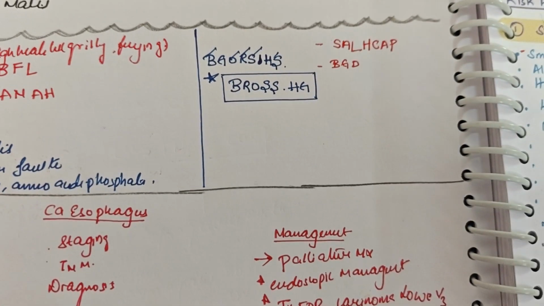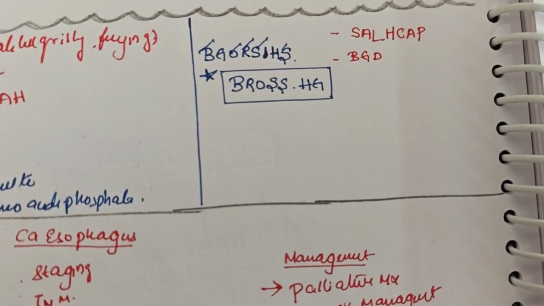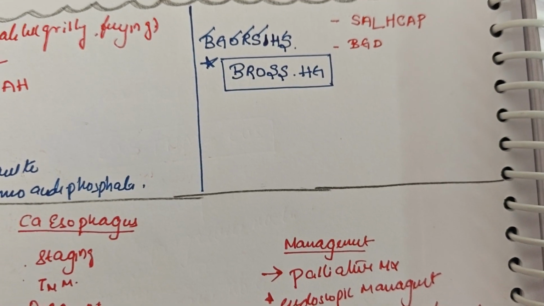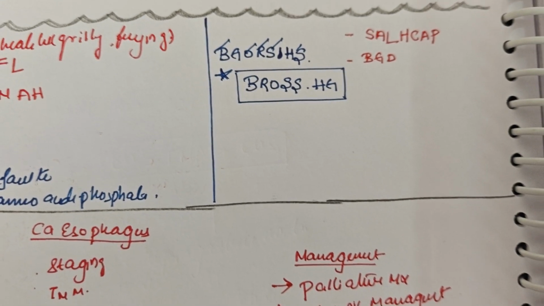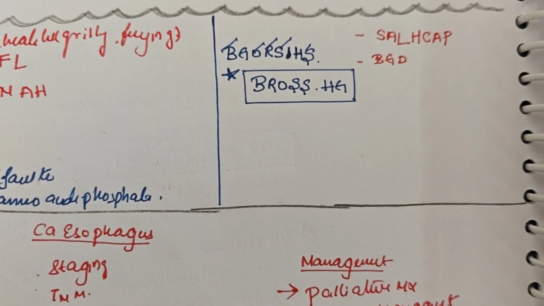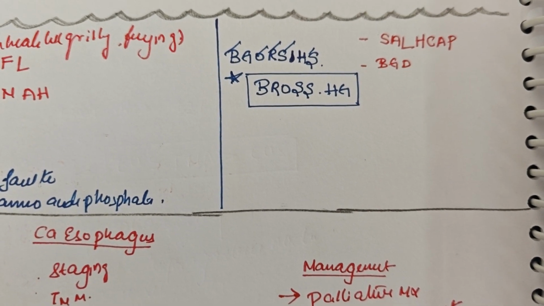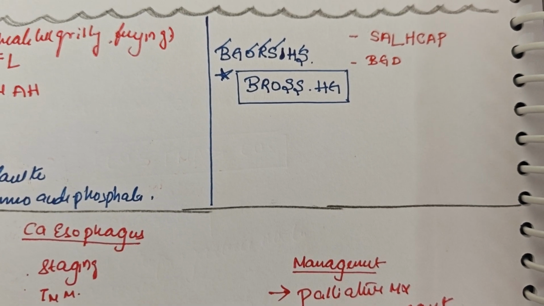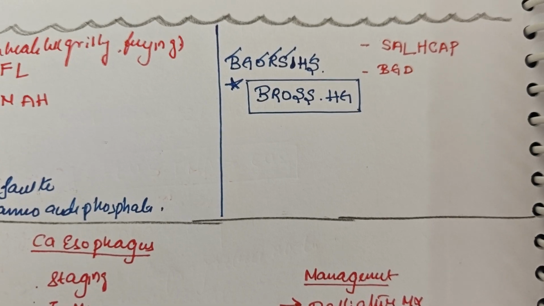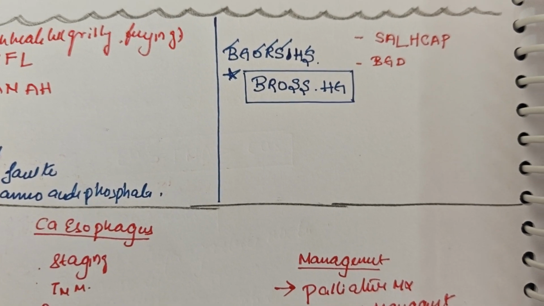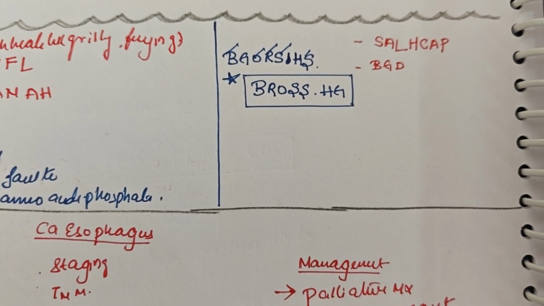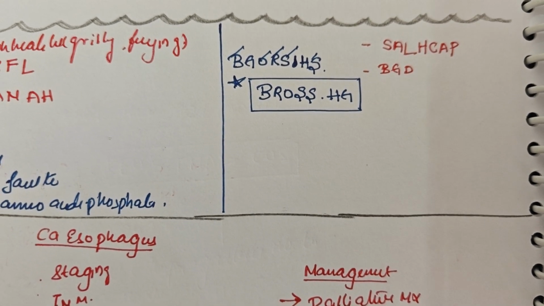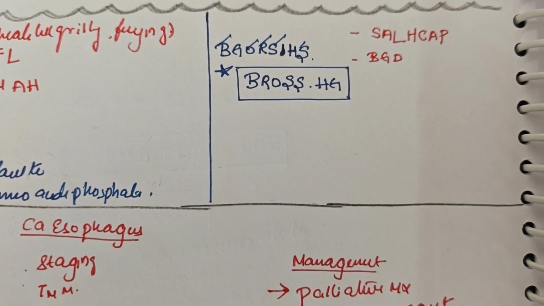You have something known as BROSSHG. What is B? B for Barrett's esophagus, the familial Barrett's esophagus. R is radiations, history of mediastinal radiations. O is obesity, and no alcohol.